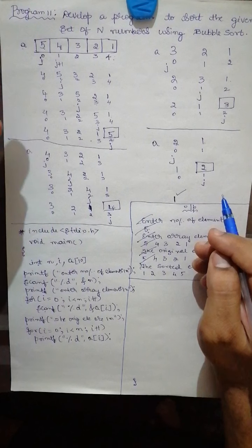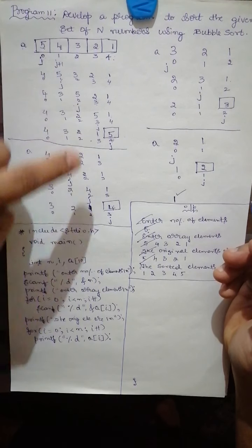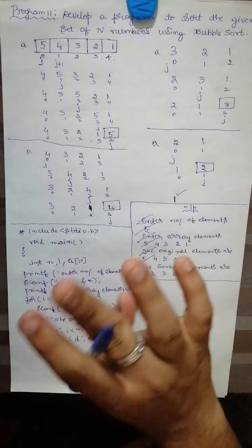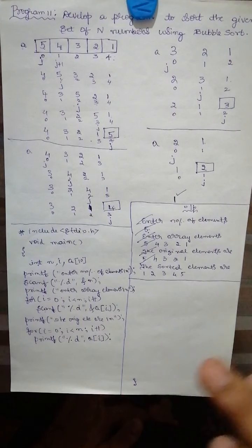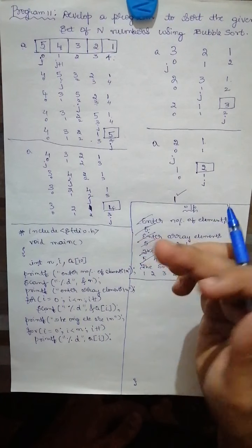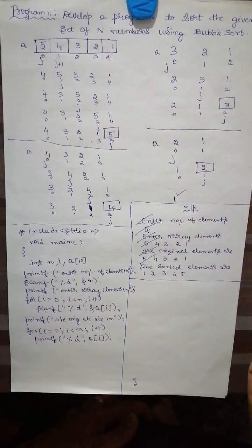Notice here, if there are 5 elements, how many times do I need to perform the operation? 1 time, 2 time, 3 time, 4 time. So 4 times you are performing, in the sense you need to perform n minus 1 times. I said whenever you want to perform an operation more than 1 time, use a loop. So I should write one loop which executes n minus 1 times.